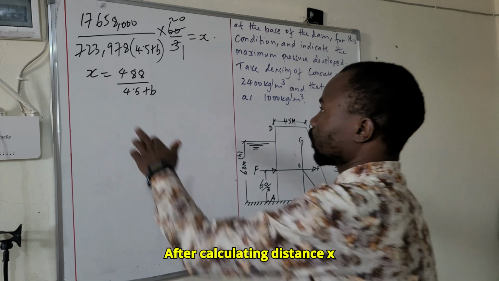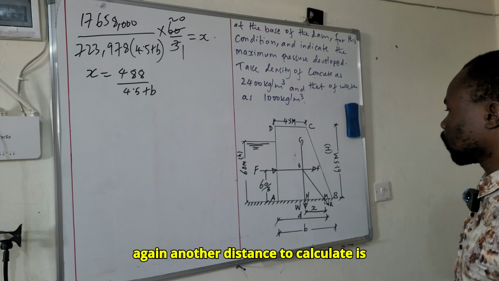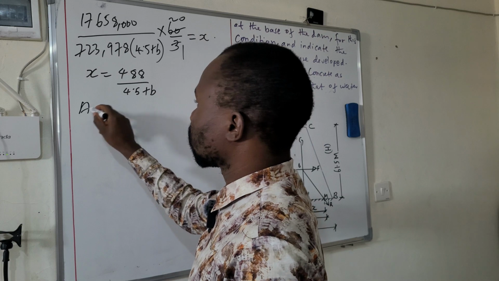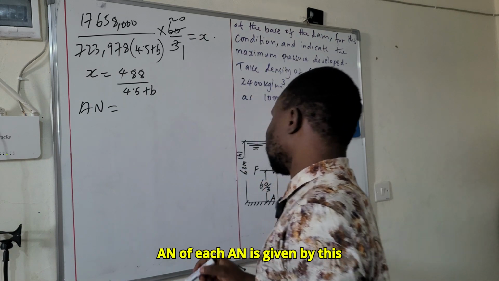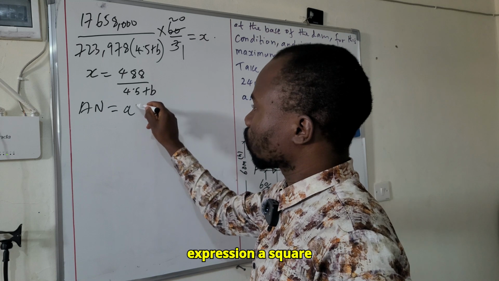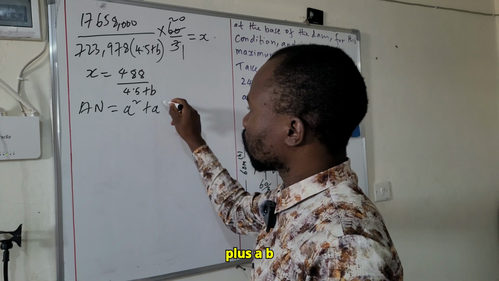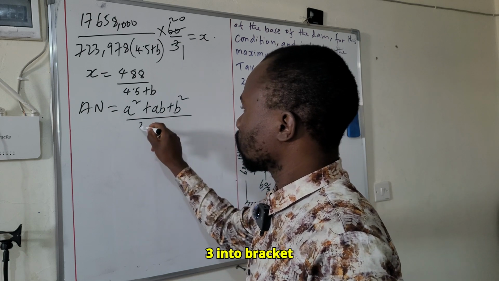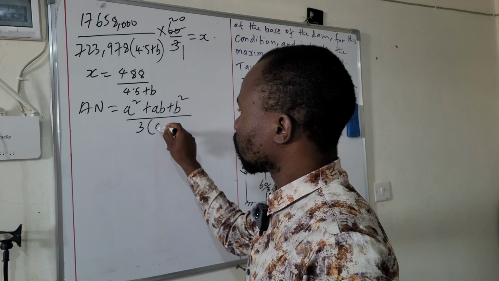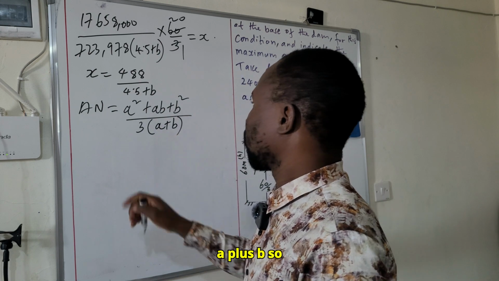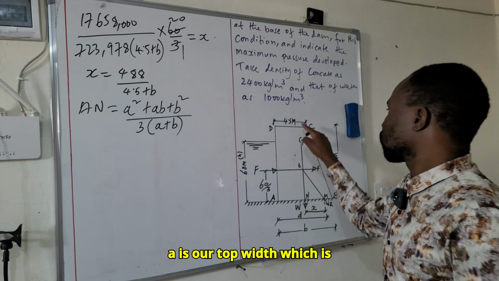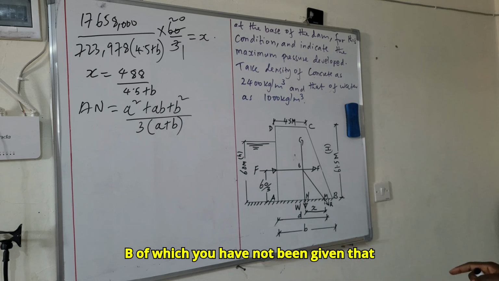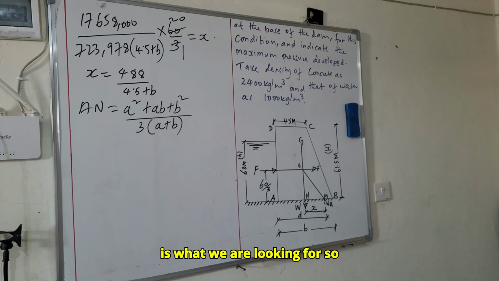After calculating distance X, another distance to calculate is distance AN. So distance AN is given by this expression, A square plus AB plus B square over 3 into bracket A plus B. So A is our top width, which is 4.5, and B is the one you have not been given. That is what you are looking for.